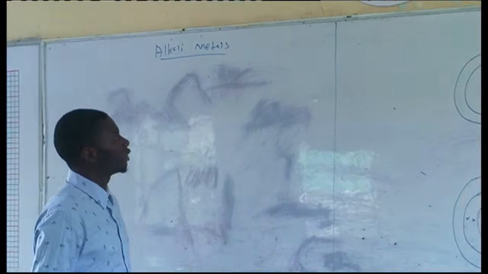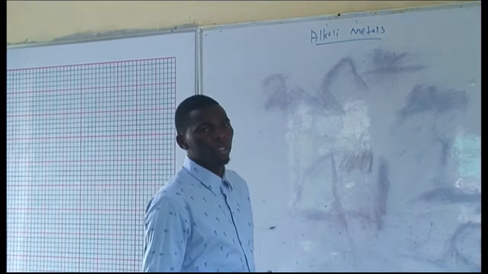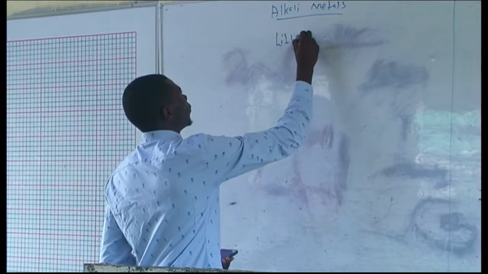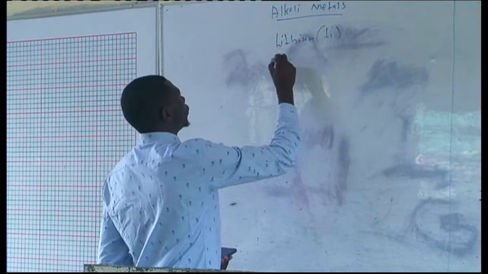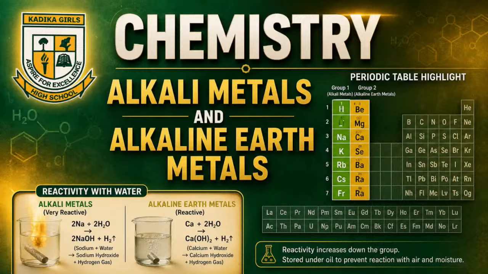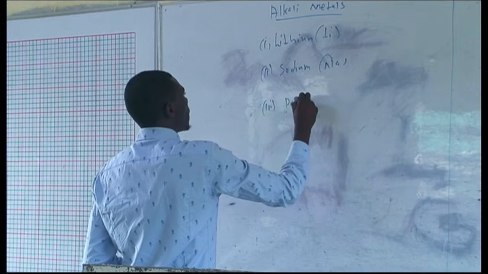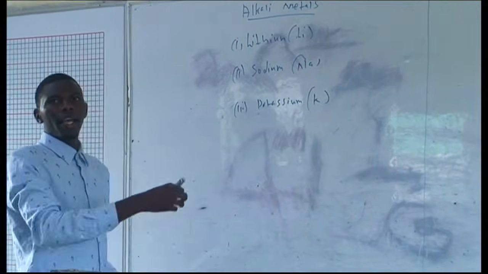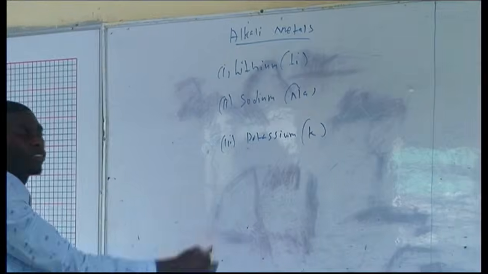Remember, alkali metals are found in group 1 of the periodic table. Examples are: 1, lithium; 2, sodium; and 3, potassium. So these are the elements that are found in group 1 of the periodic table.